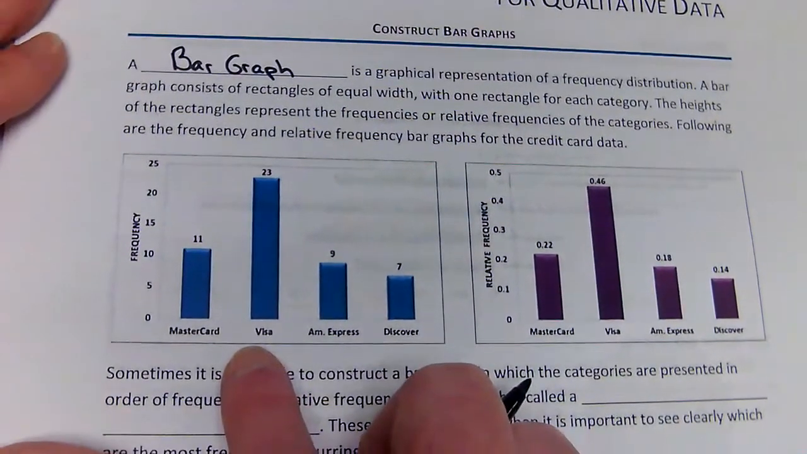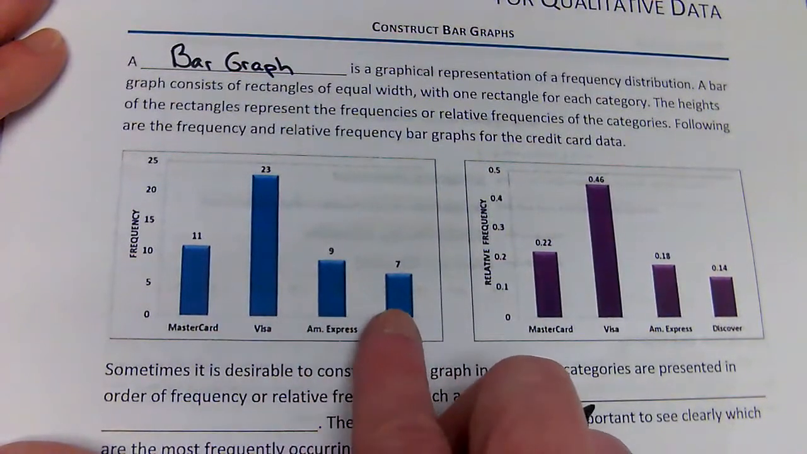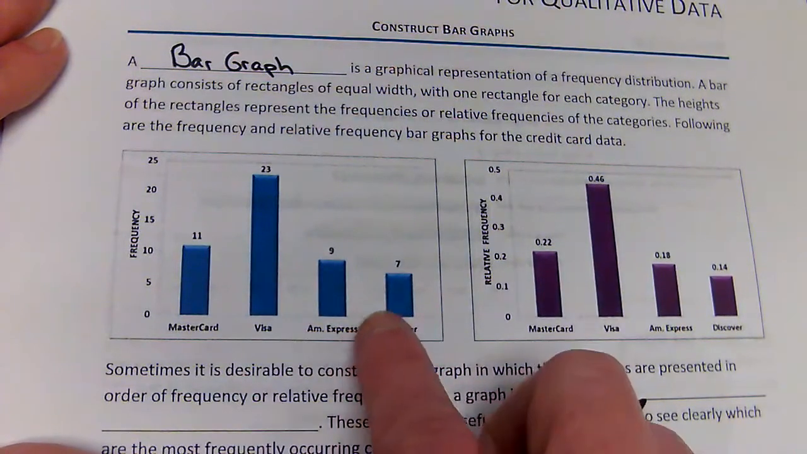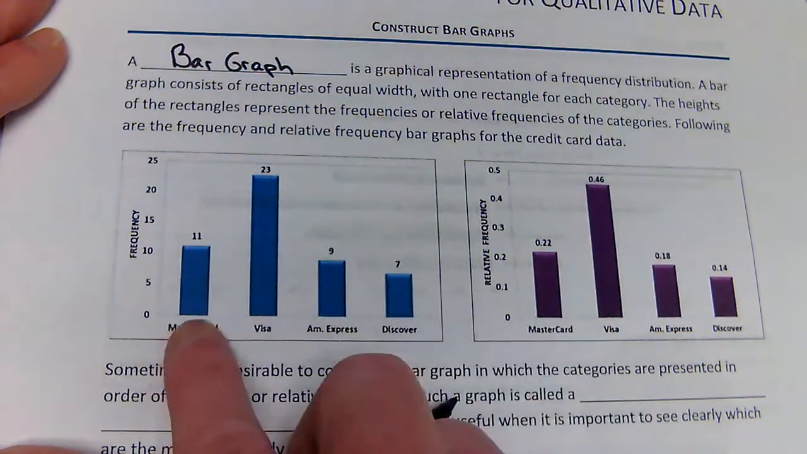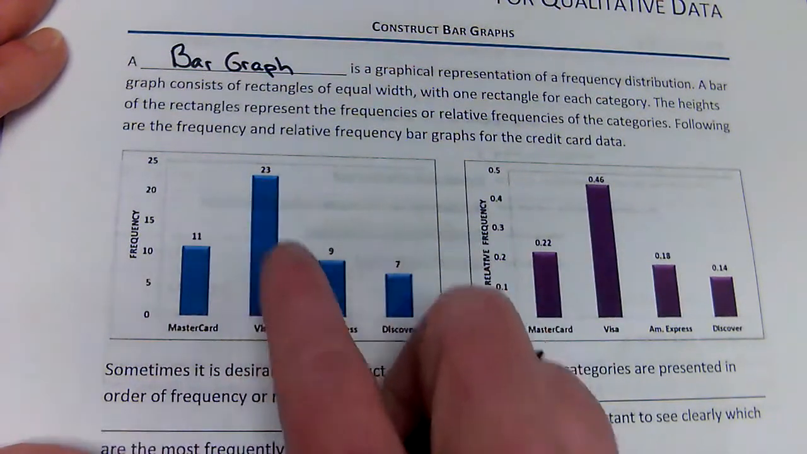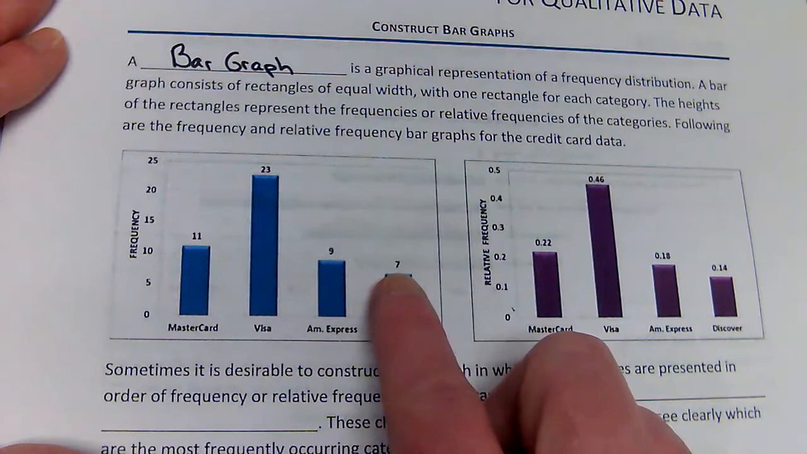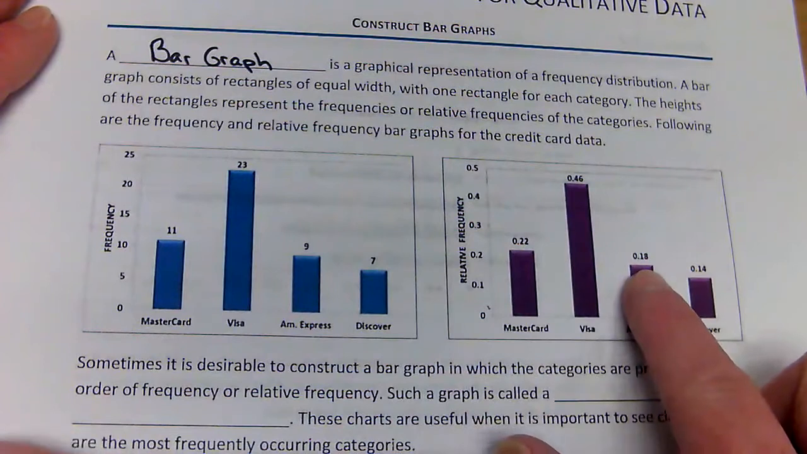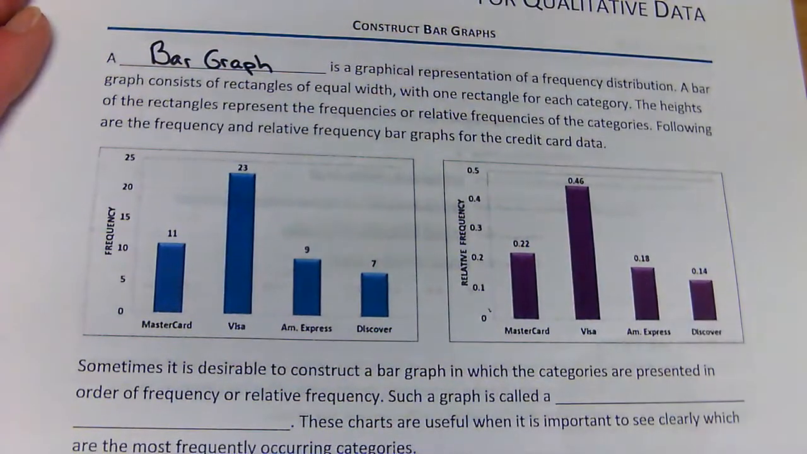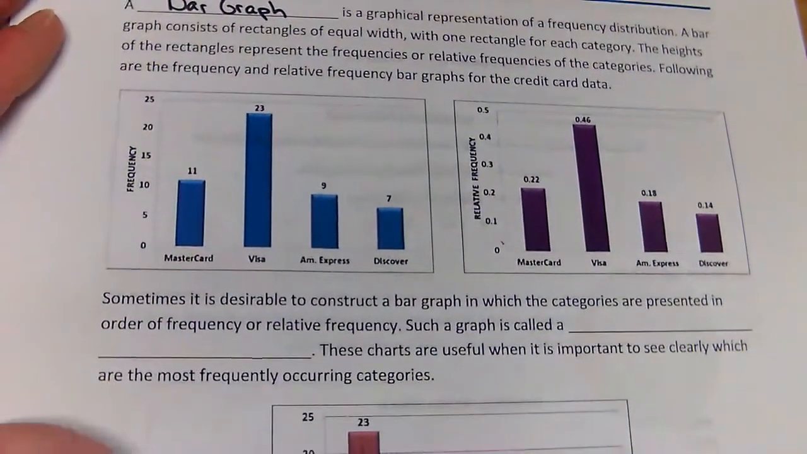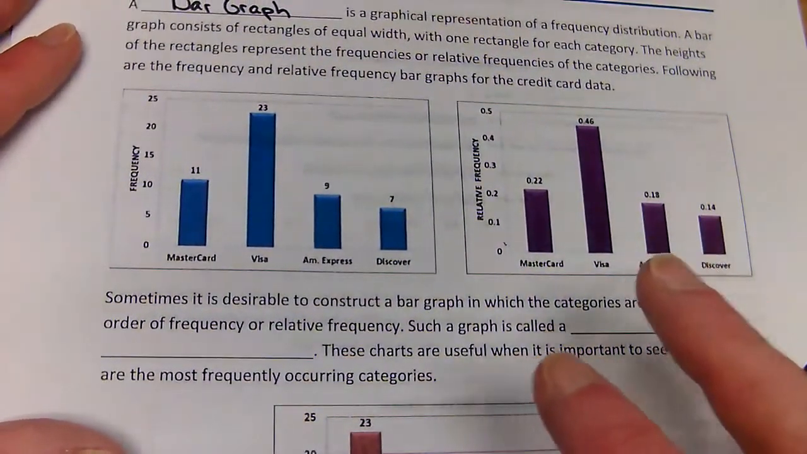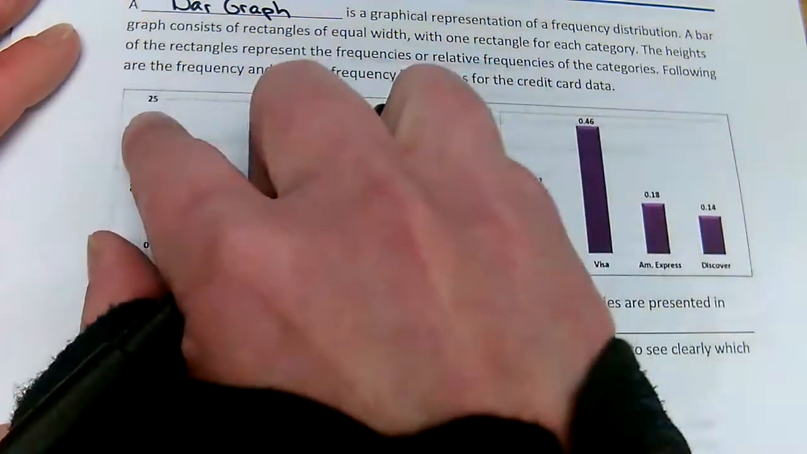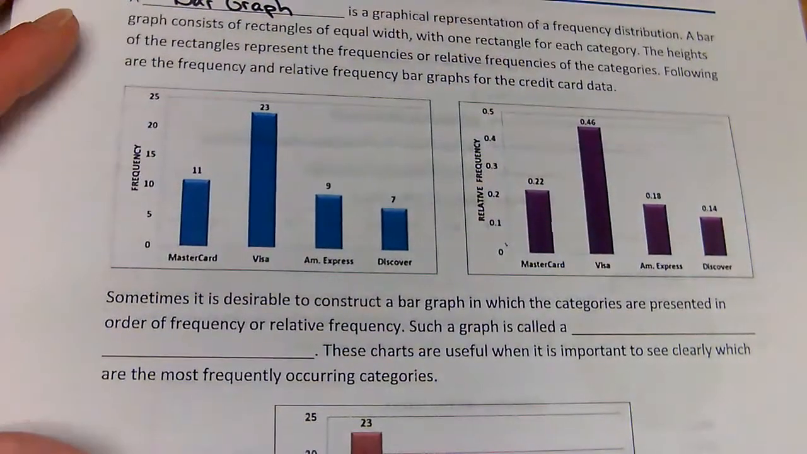So here's our bar graph, and notice that they're separate bars for MasterCard, Visa, American Express, and Discover. And the height goes to the frequency. So 11, 23, 9, and 7. You can also do the relative frequencies: 0.22, 0.46, 0.18, 0.14. Now, one thing I want you to notice, look at the similarities. They're basically identical except for the scale on the vertical axis.